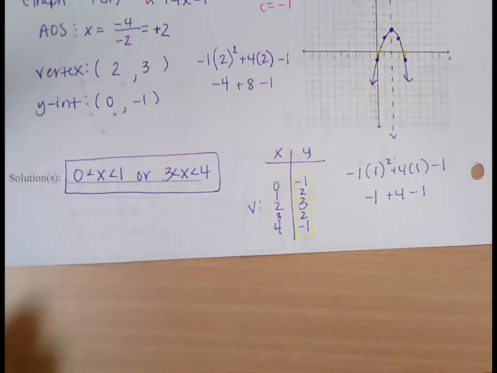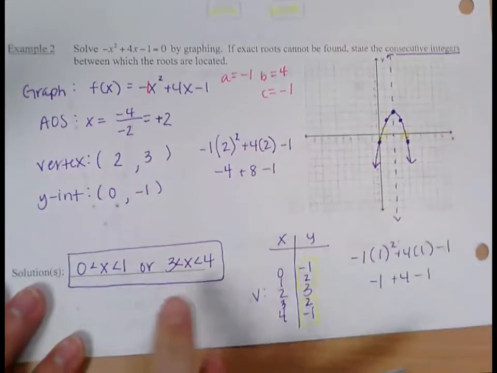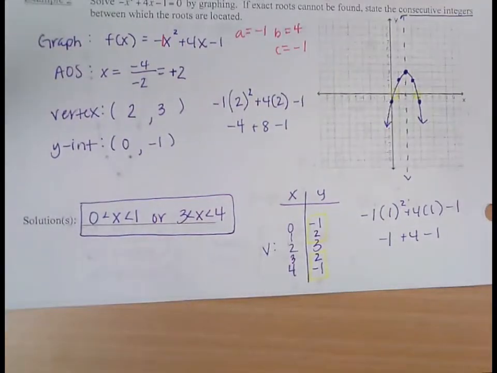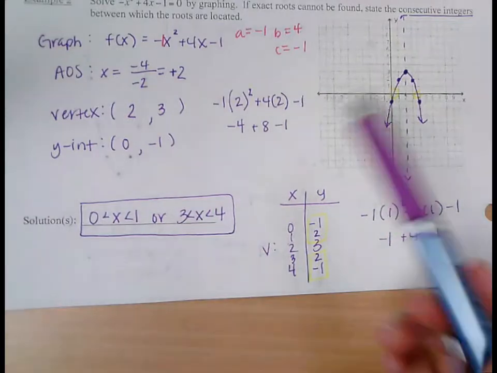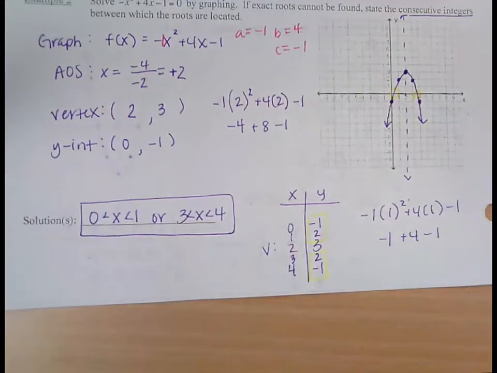And when it says to use or states the consecutive integers, that's what this means. 0 and 1 are consecutive, 3 and 4 are consecutive, one right after the other. So, for example, you don't want to say there's 1 between 0 and 2 and then 1 between 2 and 4. You want it to be consecutive. Questions on that example?